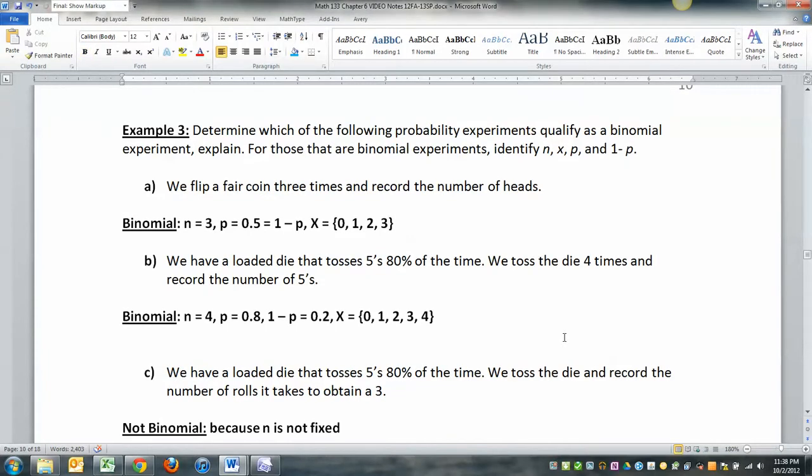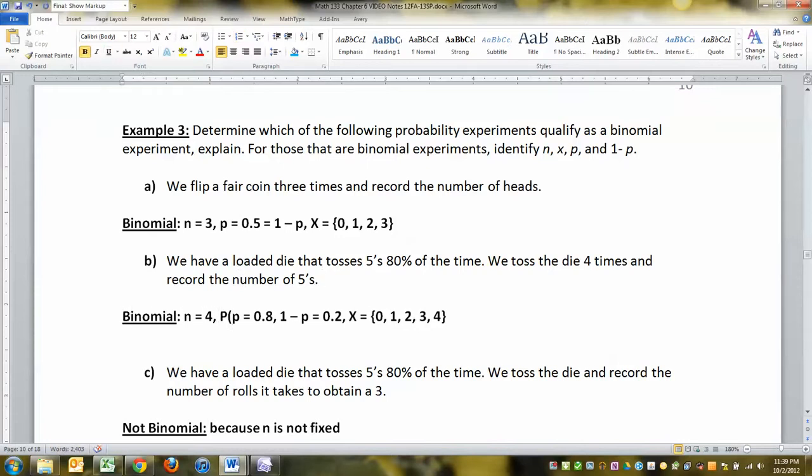All right, what about the second one? We have a loaded die. It tosses 5s 80% of the time. So we're going to toss the die 4 times and record the number of 5s. Okay, so this is binomial. n is 4. The chance of success, it's rigged, right? It's a loaded die, but it still tosses 5s 80% of the time. So your chance of a 5 is 80%, right? That's your probability of success. So we're making success equal to 5 because they said record the number of 5s. So 1 minus 0.8 is your chance of failure, 0.2.